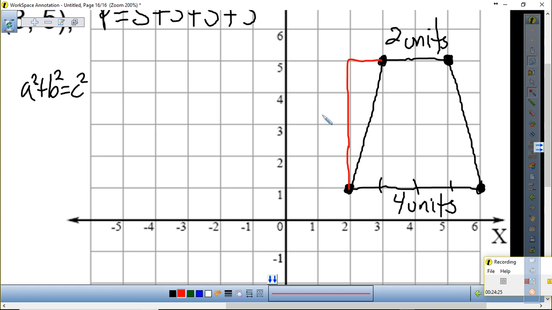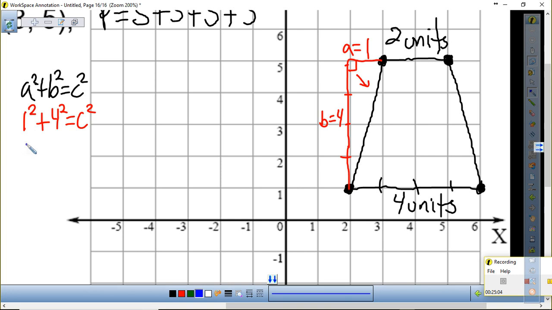Okay, so basically we're going to label A, B, and C. Identify A, B, and C. Okay, so B is 4 units. 1, 2, 3, 4. Yes. So what is A? One unit. Okay. And of course, this long side that's across from the right angle is our hypotenuse, and that is C. So therefore, 1 squared plus 4 squared equals c squared.